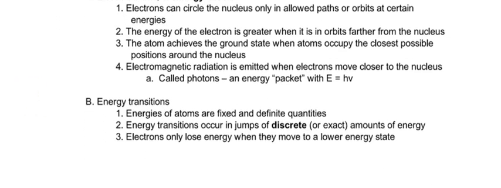Okay, so the energies of atoms are fixed, definite quantities. We call them quanta. All right, quantum mechanics. Quantum is a definite quantity. Energy transitions occur only in exact amounts of energy. Electrons only lose energy when they go to a lower state.